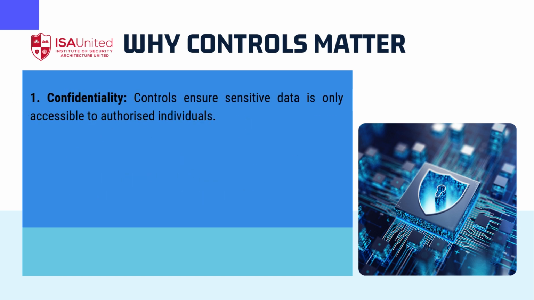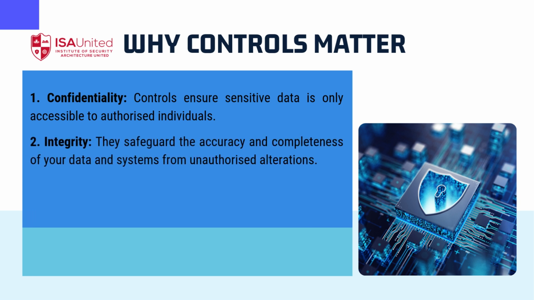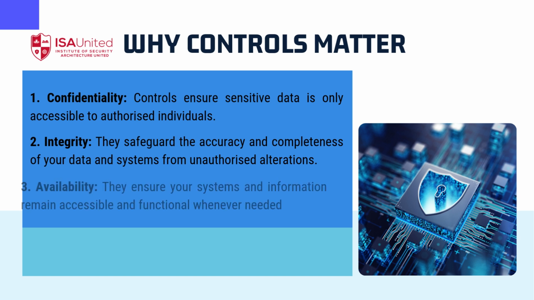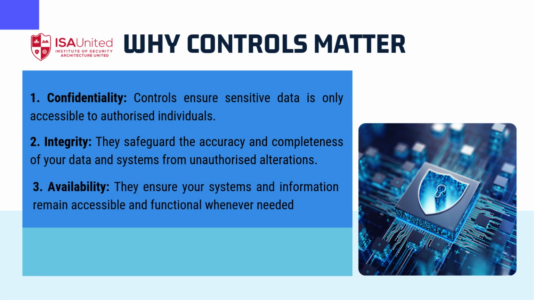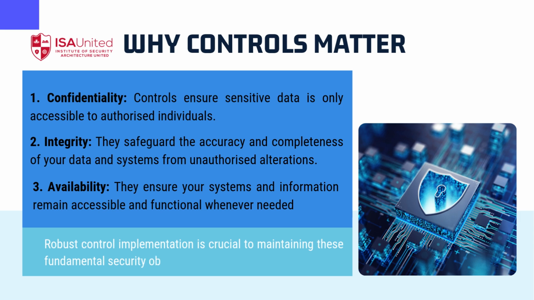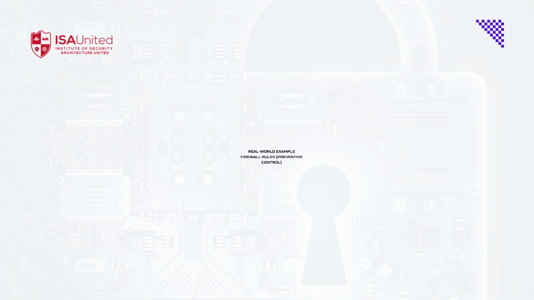1. Confidentiality. Controls ensure sensitive data is only accessible to authorized individuals. 2. Integrity. They safeguard the accuracy and completeness of your data and systems from unauthorized alterations. 3. Availability. They ensure your systems and information remain accessible and functional whenever needed. Robust control implementation is crucial to maintaining these fundamental security objectives.